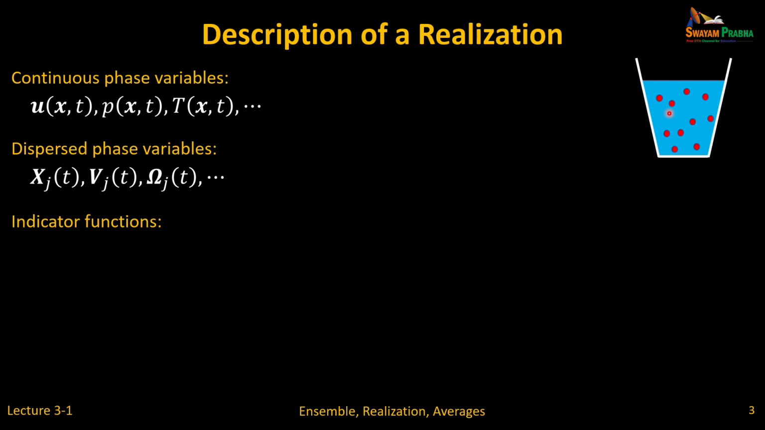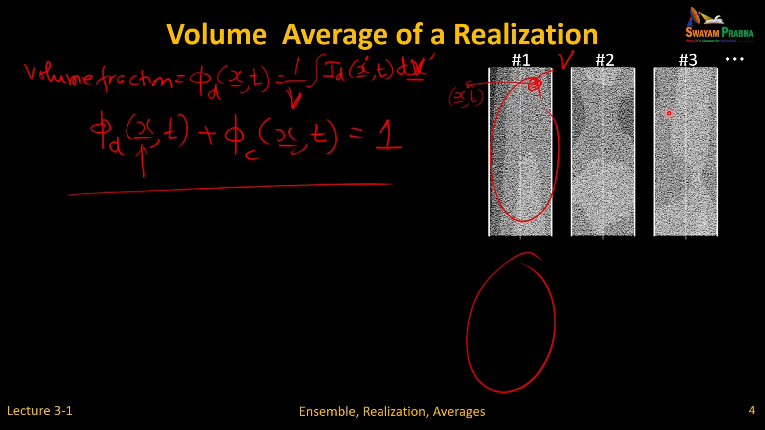So indicator function is a tool. It's sort of like separating particles from the surrounding fluid. Okay. So that ID is nothing but the indicator function. Now, the other thing I want us to think about is volume averaging versus ensemble averaging. The volume averaging is nothing but you take a tiny little volume and you average your indicator function.